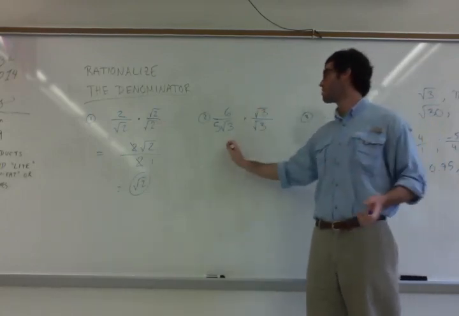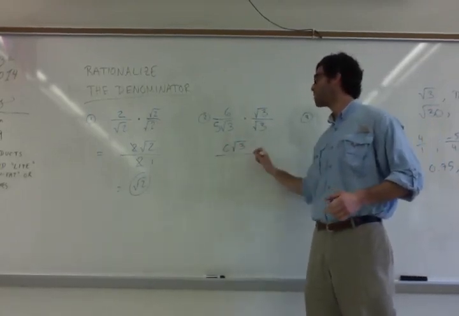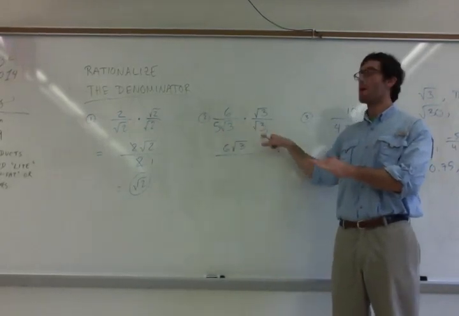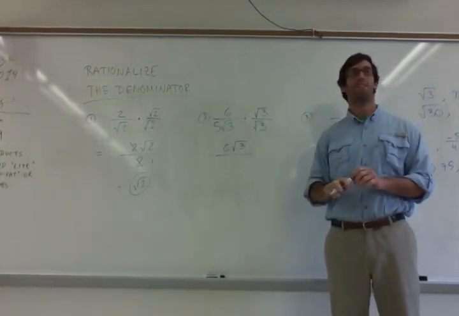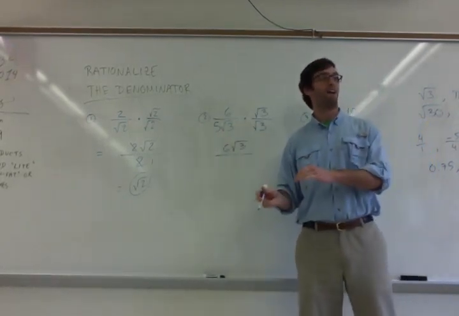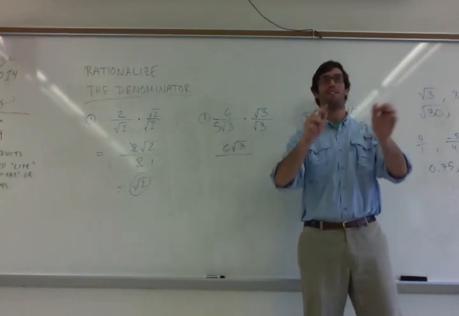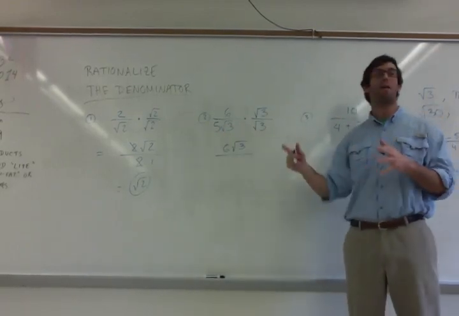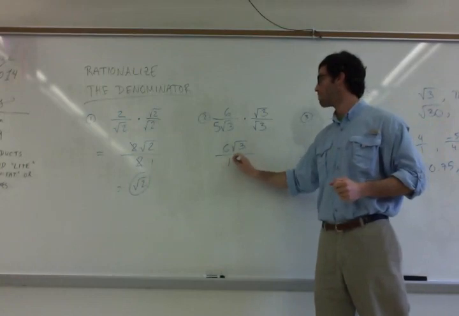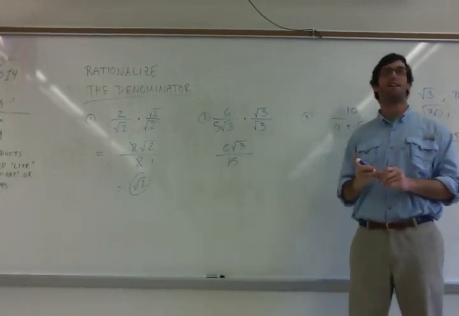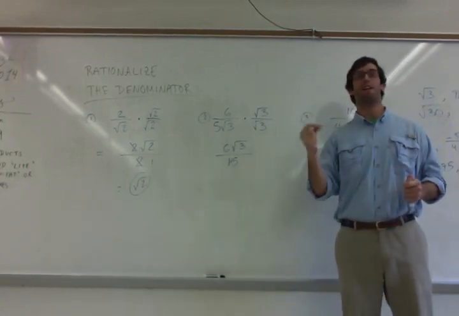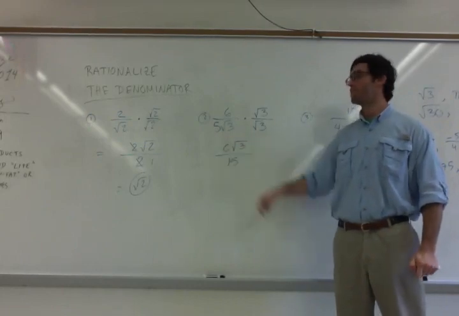6 times root 3 is 6 root 3. Now, 5 root 3 times root 3. Root 9. 5 root 9, which becomes 15. Good. 5 root 9, or 5 times 3, is 15. Okay? Good. Good teamwork. Now, we can simplify a little bit further because 6 over 15 is a fraction we can simplify.